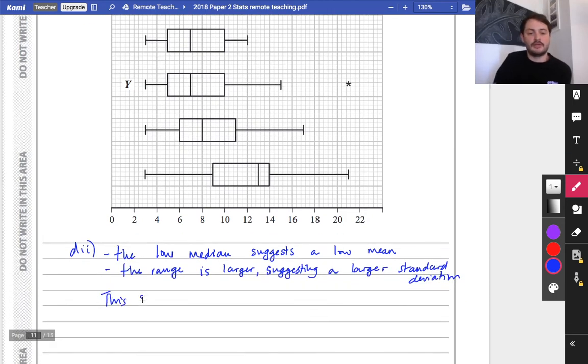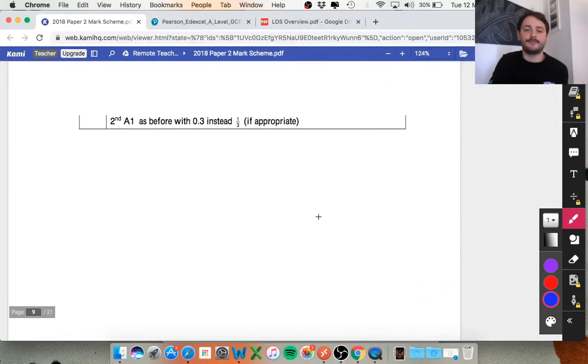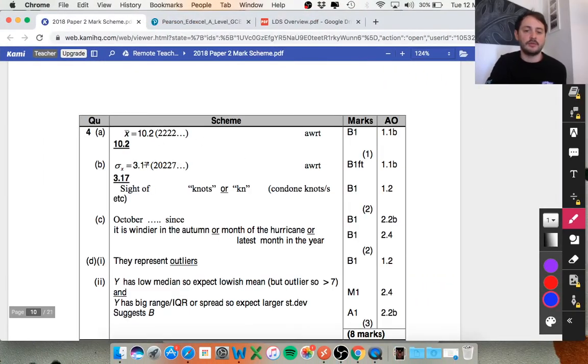this suggests it could be B. I'm just going to go with B. Either of any B, C, or D would be accepted. So let's have a look at the mark scheme for this. Okay, these were easy. These were just from the calculator, and you get a mark for saying knots.